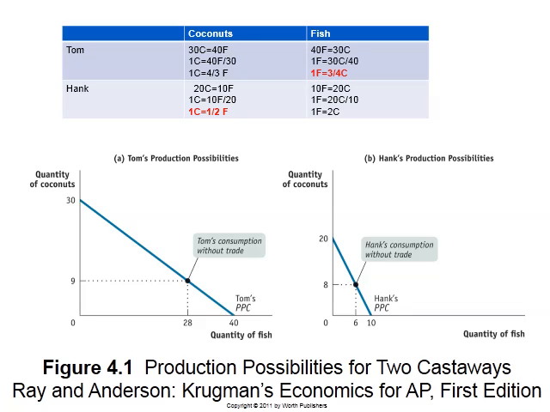Hank would benefit if he were to receive between 1/2 to 4/3 of a fish for each coconut. Tom would benefit if he were to receive between 3/4 to 2 coconuts for each fish. Let's prove this with some numbers.